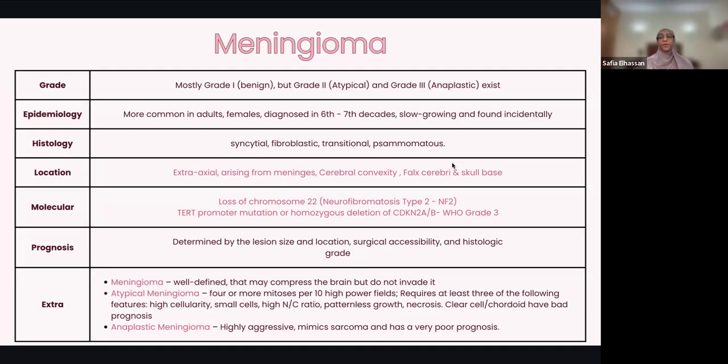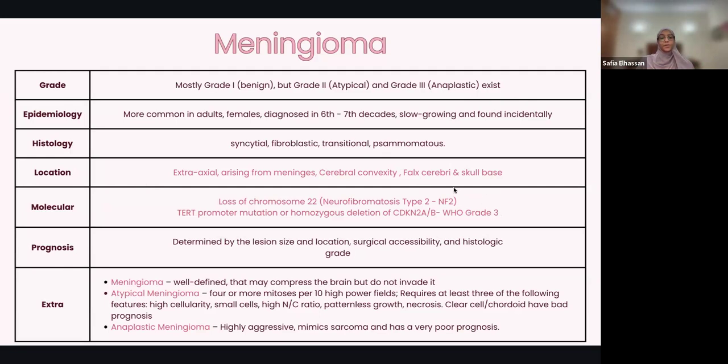So, you know, they go in for some other thing and they get a CT scan done, and then it's found that they have a meningioma. As for the histology, there are 4 different patterns, and we will look at them. As for the location, this is an extraaxial type of tumor. That means it's not coming from within the brain parenchyma, but rather from the outside, specifically the meninges.